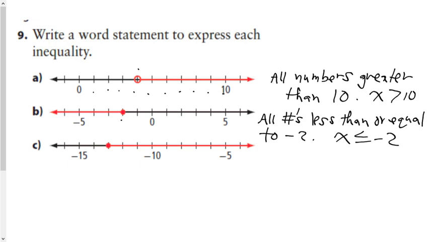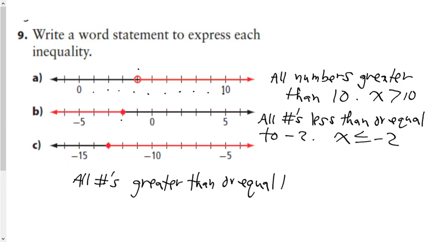And finally, the last one, all numbers greater than, or as Gavin would say, more than, or equal to -12, or all numbers greater than or equal to -12. And I know this symbol belongs there because we're using a closed boundary point. And that's your answer to question 9.